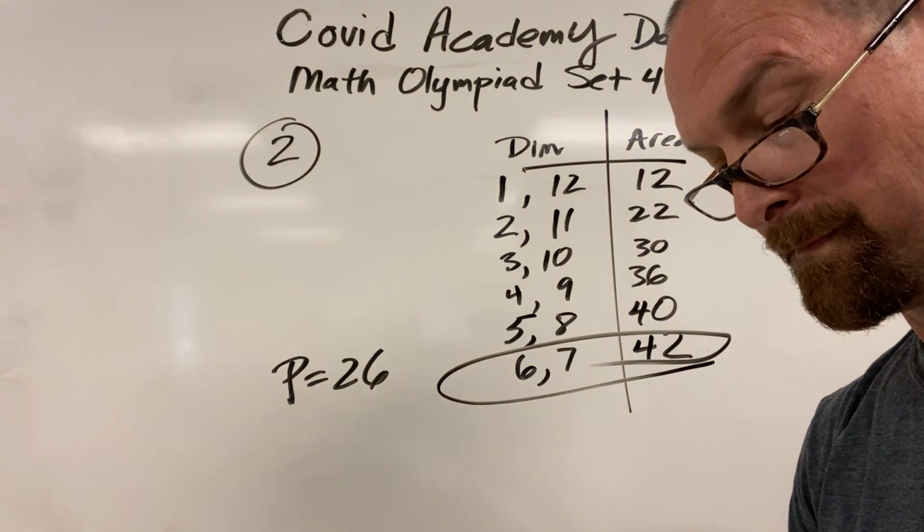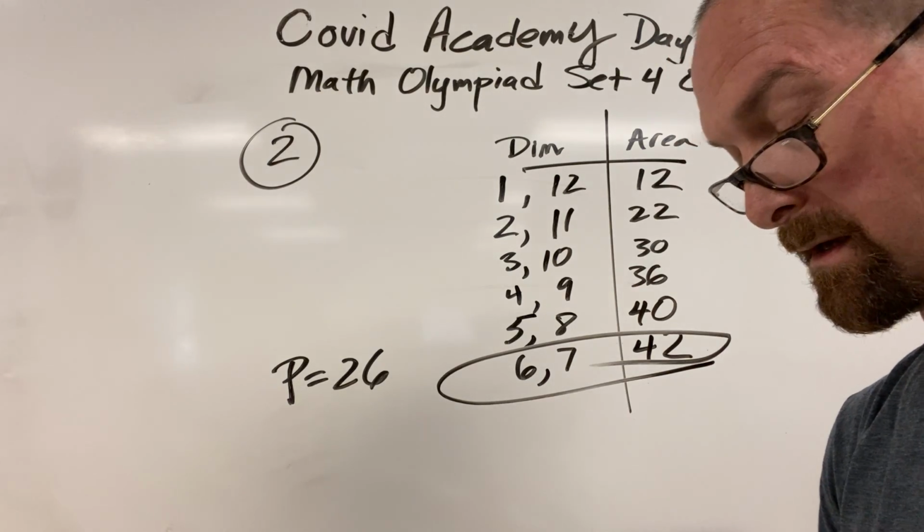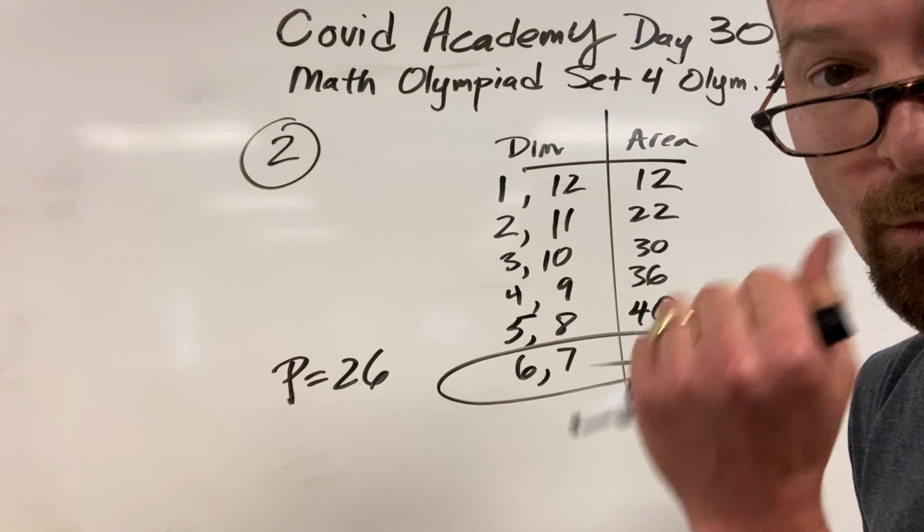But what did it ask you? What is the greatest possible area in square units? 42 square units.